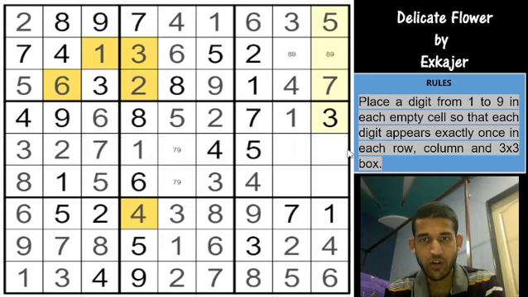So I need a 2 in column 9. 2 cannot be in row 5. So that is a 2. And 7 resolves this 7, 9 pair. Gives me a 9 here. 2, 4, 5, 1, 3, 7. So that's a 9. That's a 9. That's an 8. That's an 8.